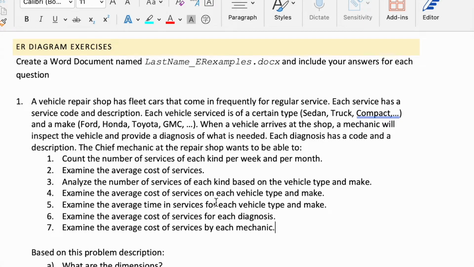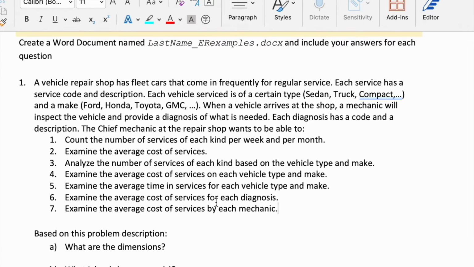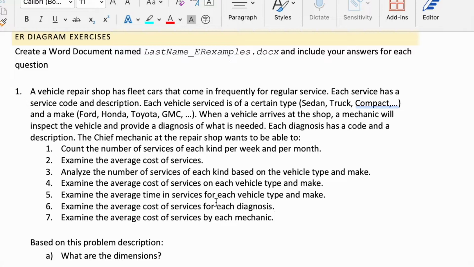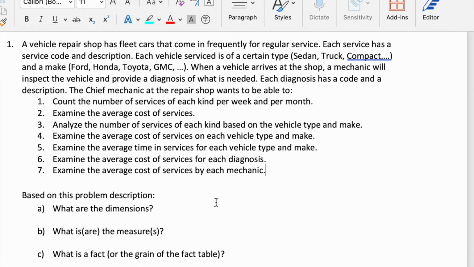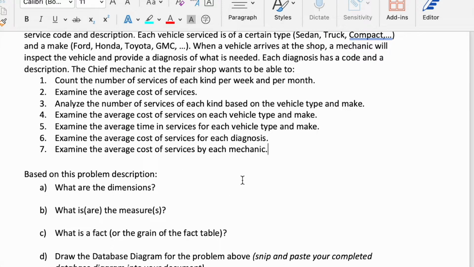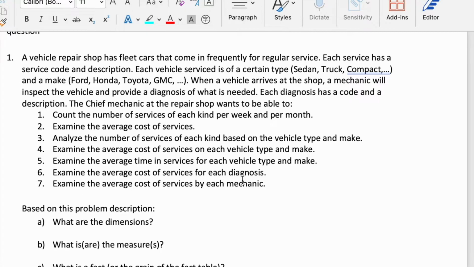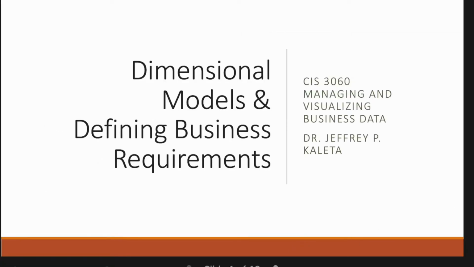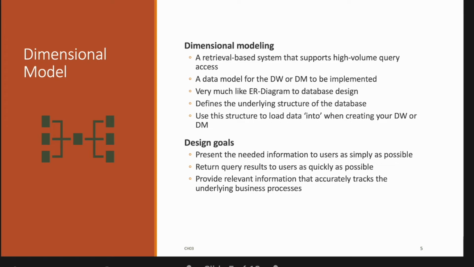The first question asks us to identify what the dimensions are, what the measures are, what the grain of the fact table is, and also how to draw the diagram. So let's start. Since we've been learning the dimensional model for a while, I'll spend some time going over the main concepts about the dimensional model and the star schema. This is my slides, so we will start here.